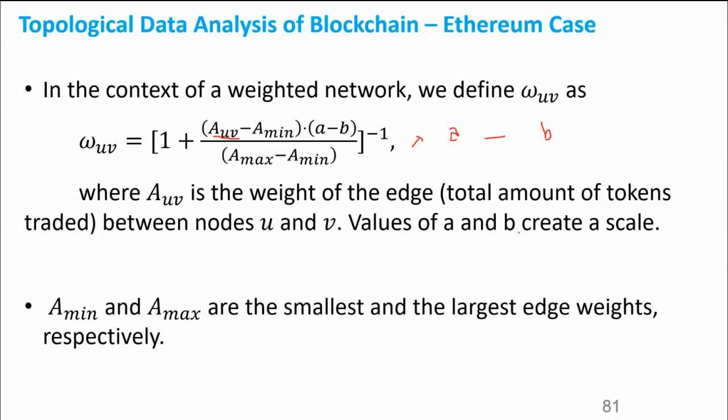So these values of A and B in this form create a scale. A_min and A_max are the smallest and the largest edge weights respectively in the network. The idea is very similar to what I mentioned before. So if there are more tokens traded between 2 vertices, which means higher amounts, the distance should be less.